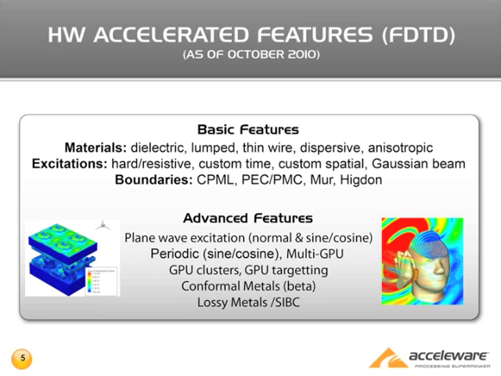In terms of the boundary conditions, we support a nice complex boundary CPML. You can specify the number of layers of CPML that you would have in your simulation, and of course some of the simpler boundaries, which include PEC, PMC, and some of the other first and second order absorbing boundary conditions, Mur and Higdon. We do have a lot of advanced features that I wouldn't classify as basic, which include things like plane wave excitation for normal and sine cosine incidents. We also have periodic sine cosine support.